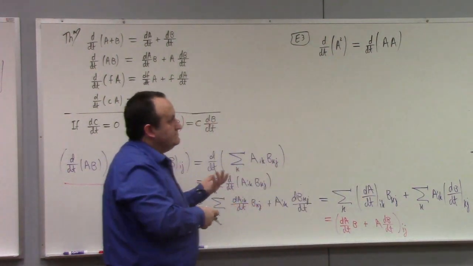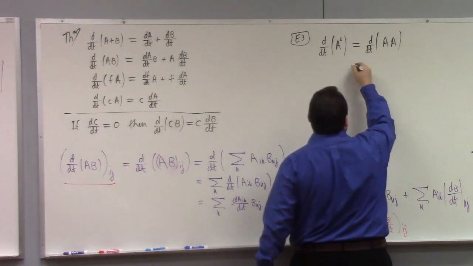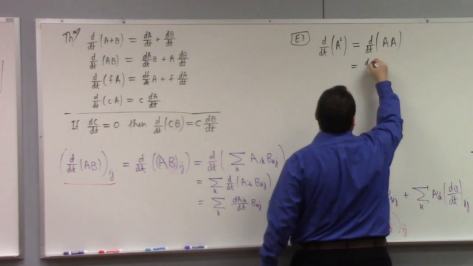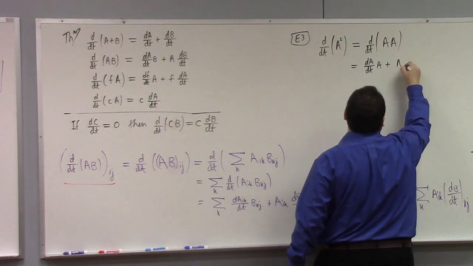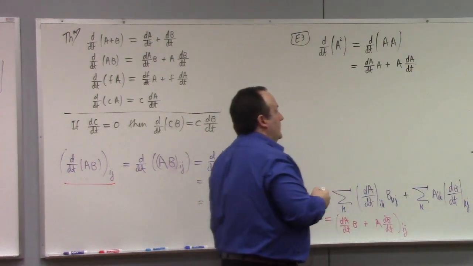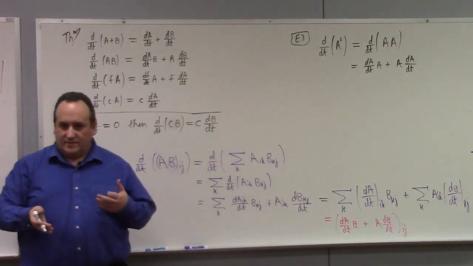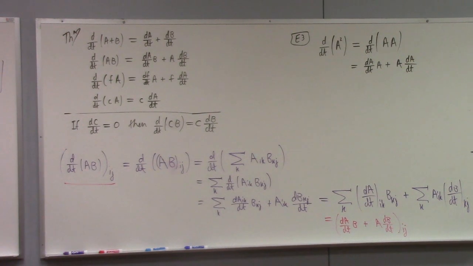Which then gives us what? Product rule, right? So we have dA/dt times A plus A times dA/dt. And you can't just simplify that. It's not just twice A times dA/dt, because we don't know that A and dA/dt commute.